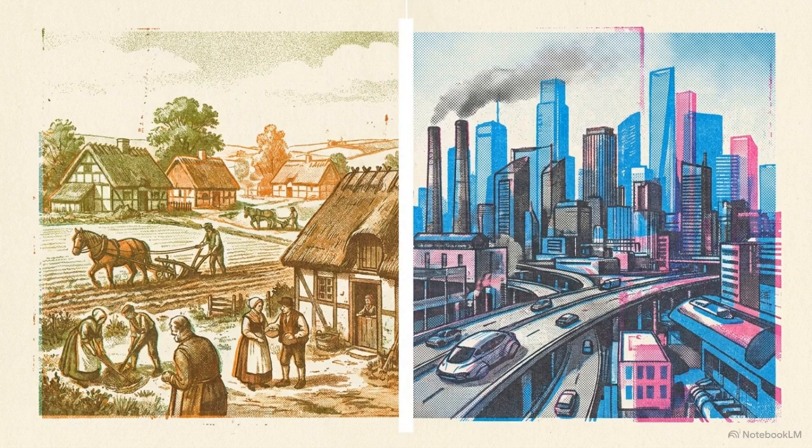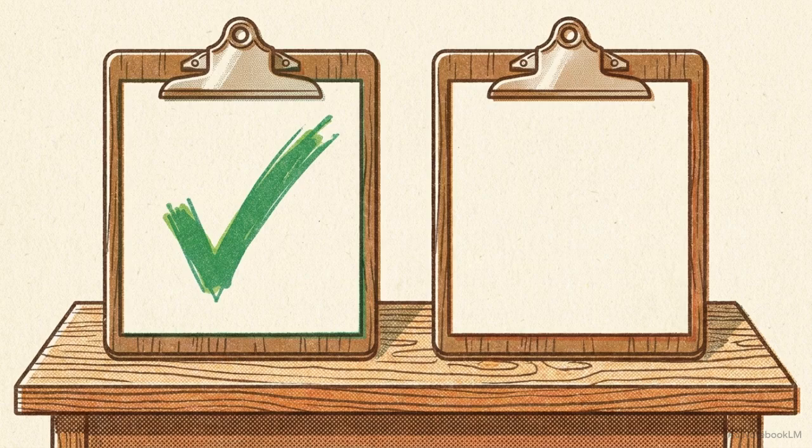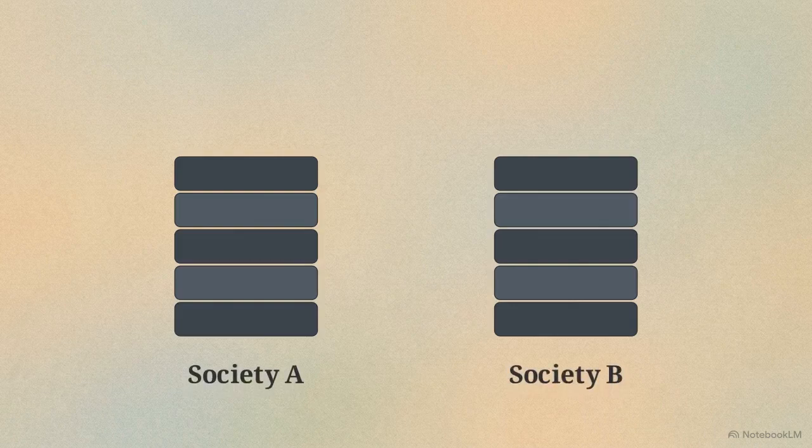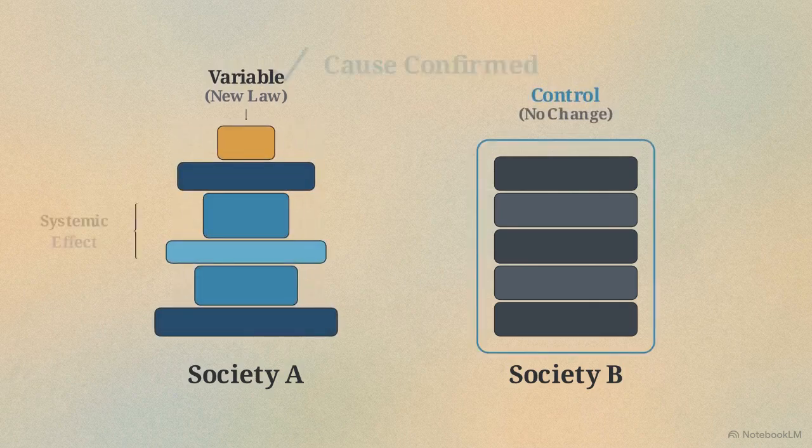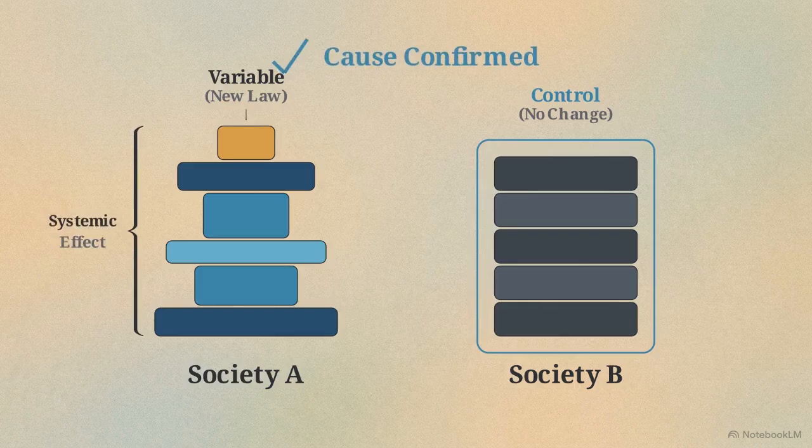Finally, we use the comparative method, our split-screen view. This is how we test our theories to see if they hold up. Here, we look at 2 similar societies side by side. If we change just one specific detail in the first society, like a new law, and see a major change that doesn't happen in the second, we can prove that detail was the cause.